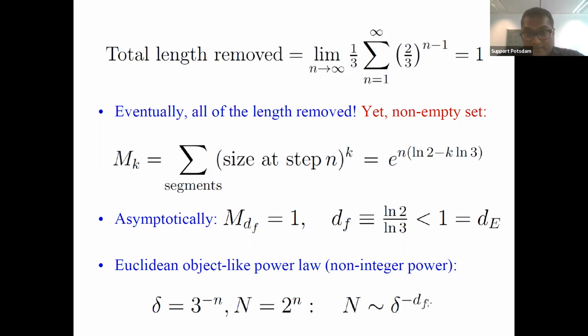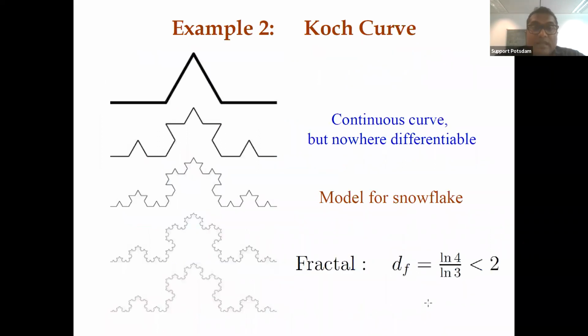So this is a fractal. Now there are more examples of fractals, in fact, many. I wanted to show you one which is called the Koch curve, and that's a model for a snowflake, and it is an example of a continuous curve that is nowhere differentiable. This curve is fractal as well, and the fractal dimension is ln 4 by ln 3, which is less than the embedding Euclidean space, which is a plane of dimension 2.